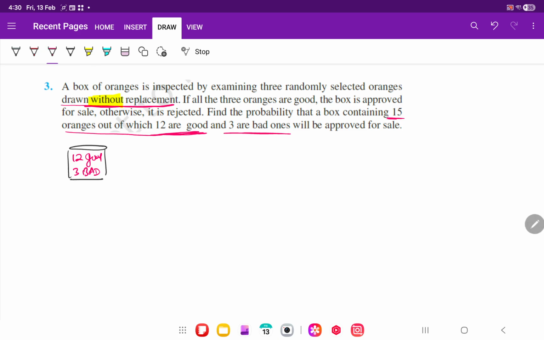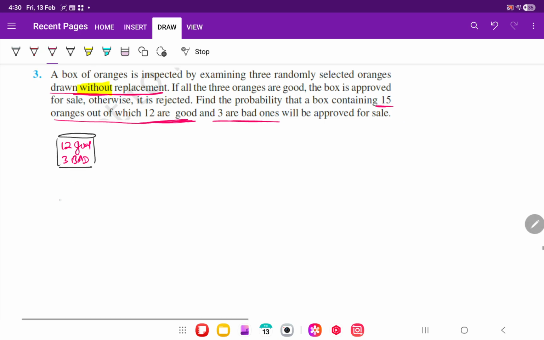How come it will be approved if all 3 are good? So suppose, what is the probability that first is good one? First is good one. So what is the favorable? 12 out of total. This is the first probability. After 1, you have taken out 1 orange. So 11 good are left over. 3 are still bad. Correct? This is after taking out 1.